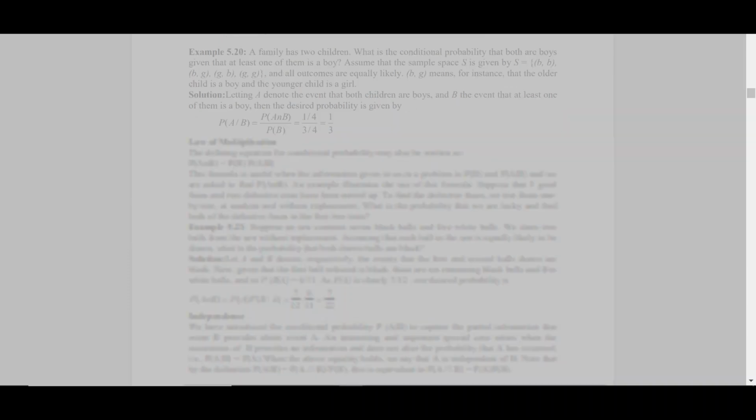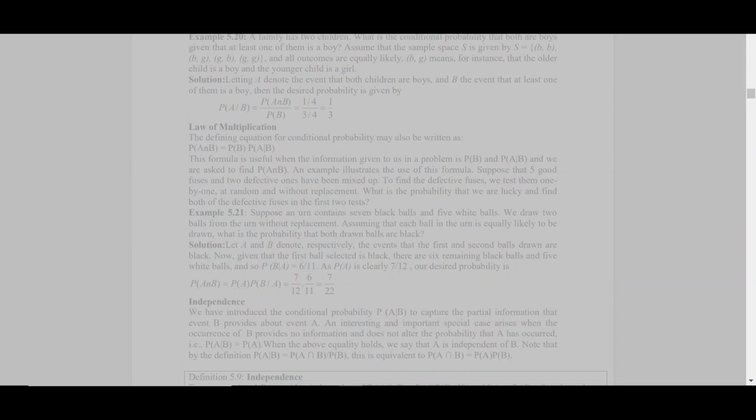Example 5.20: a family has 2 children. What is the conditional probability that both are boys given that at least one of them is a boy? Assume that the sample space S is given by S = {(B,B), (B,G), (G,B), (G,G)}, and all outcomes are equally likely. (B,G) means, for instance, that the older child is a boy and the younger child is a girl. Solution: letting A denote the event that both children are boys, and B the event that at least one of them is a boy, then the desired probability is given by (1/4)/(3/4) = 1/3.